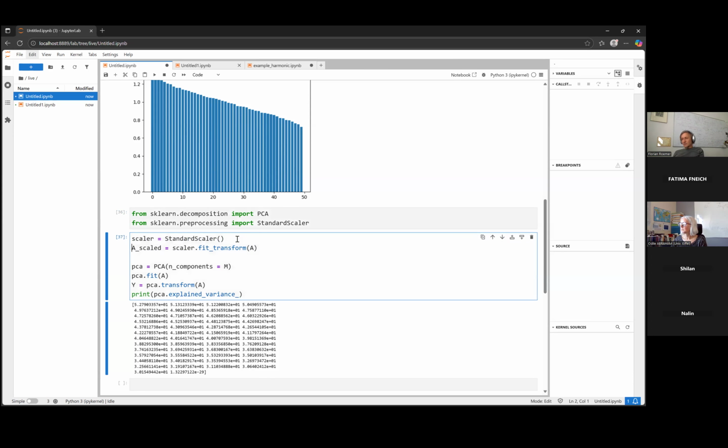And the advantage of this code is, of course, that it's very readable. So we know exactly what happens here. It's a standard scaler. It's applied. Okay. We know what happens here. PCA is fitted and data is transformed. So that's an advantage of the readable code.